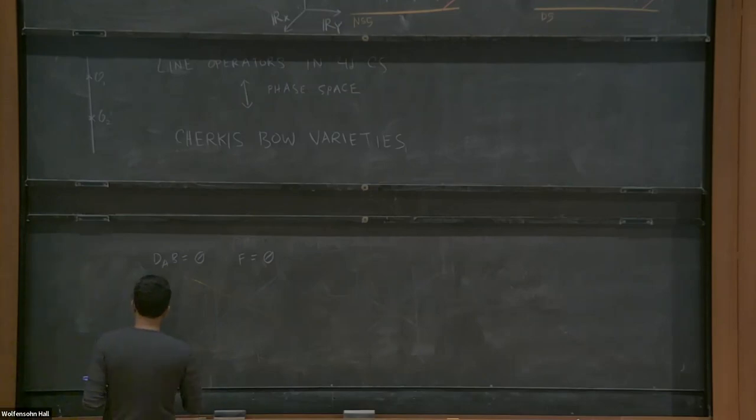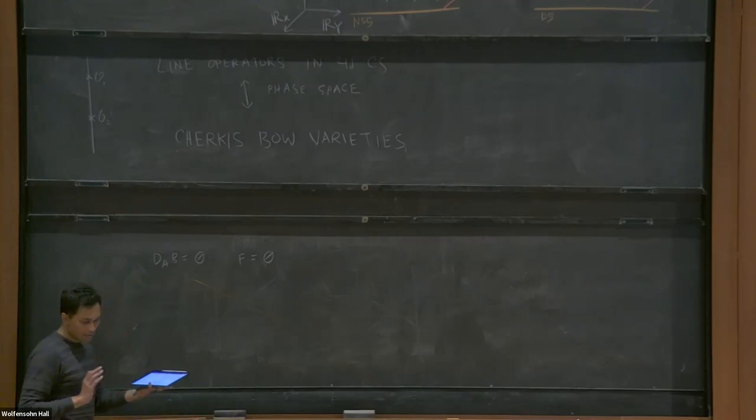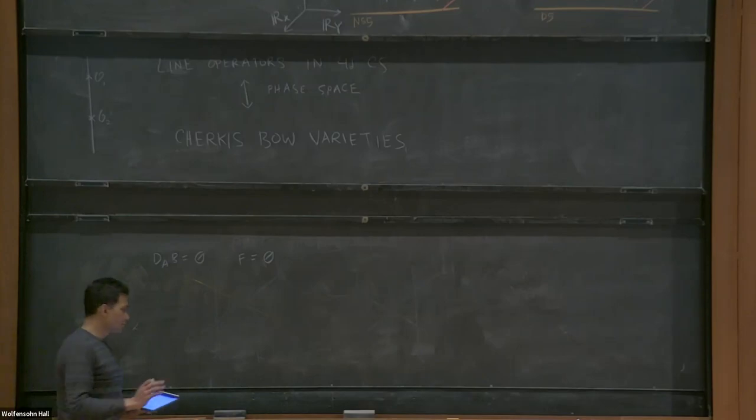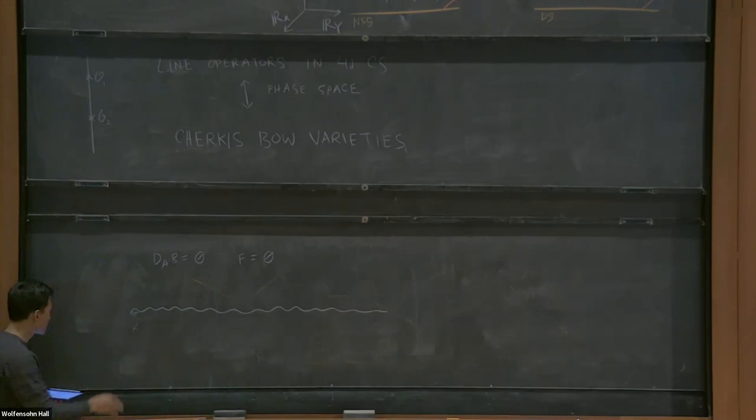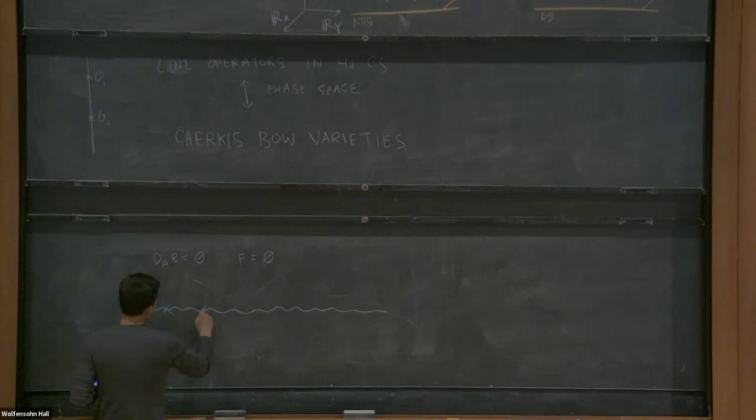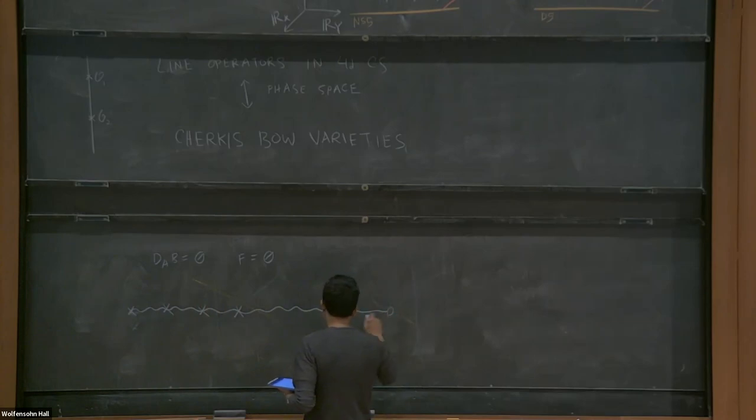But we know how to deal with that situation, which is that we don't consider all the D5s and all the NS5s as giving a single boundary. Rather, we think of them as the interfaces between different theories. So pictorially, I would depict the BF theory as, let's say, some wavy line. I'm adopting notation from Nakajima's paper, which is why I'm drawing this wavy line, with some X's corresponding to the D5 interfaces and some circles corresponding to NS5 interfaces.